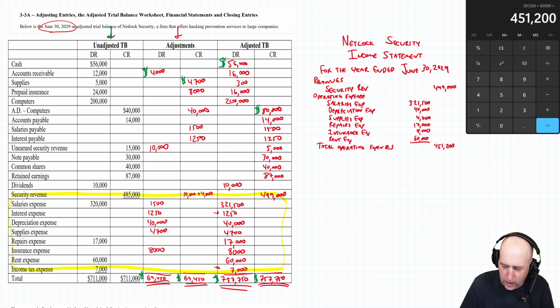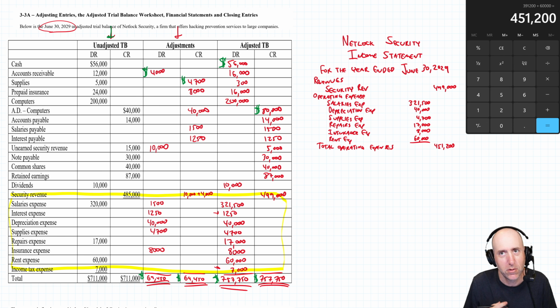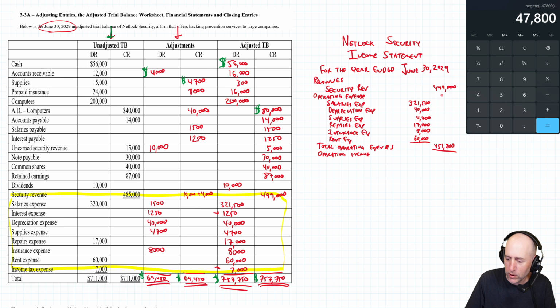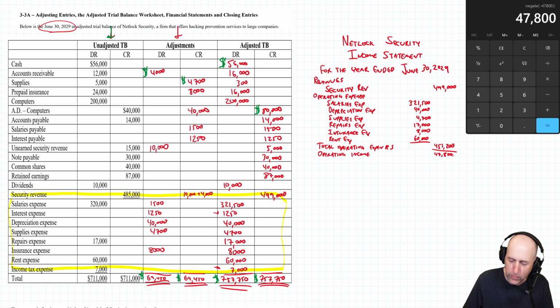So remember, now a subtotal is needed. Our operating revenues, which is security revenue, minus our operating expenses, 451, gives us our operating income. And this is just the income our company generates from doing security work. Operating income, also called operating profit: 499,000 minus 451,200 is 47,800.